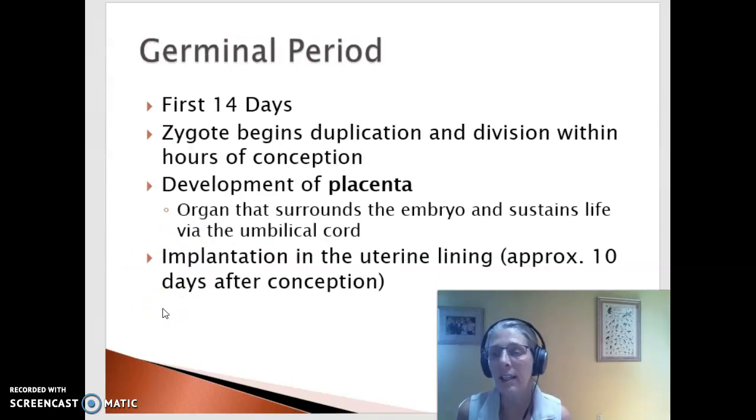So this slide gives us a little bit more about the germinal period, elaborating on things. We've already covered the first couple here. Also, there's the development of the placenta. That's the organ that's surrounding the embryo. It sustains life. It has the umbilical cord that is attaching mother to the fetus and will feed and nurture the developing fetus. So this also mentions that critical moment of implantation in the uterine lining.